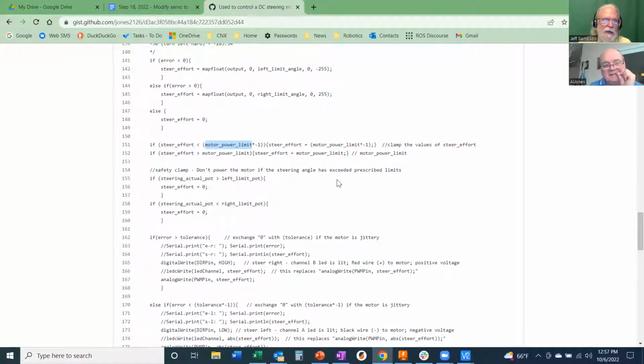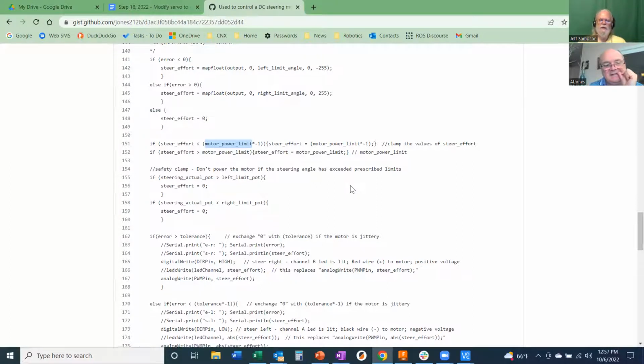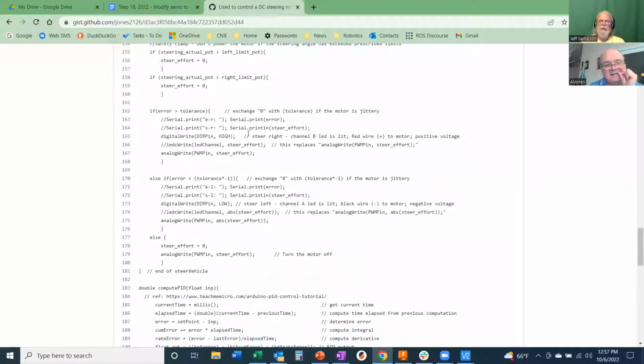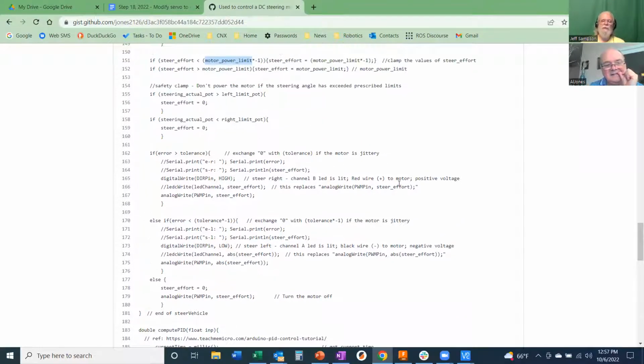And just down around line 161, that's where you simply want to say if output is greater than 255, set it to 255. If output is less than minus 255, set it to minus 255. Just before you start outputting to the motor, blatantly set it to no more than plus or minus 255. It has nothing to do with limits or power limits or angles or anything else. You just don't let the output go higher than plus or minus 255.